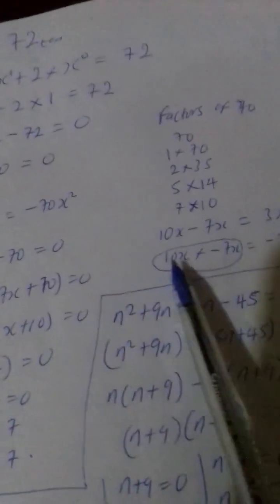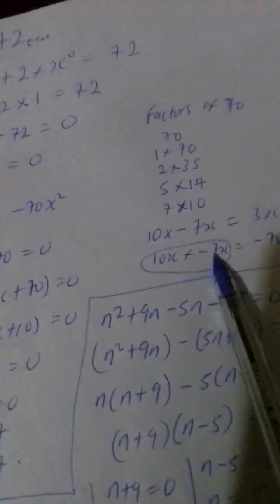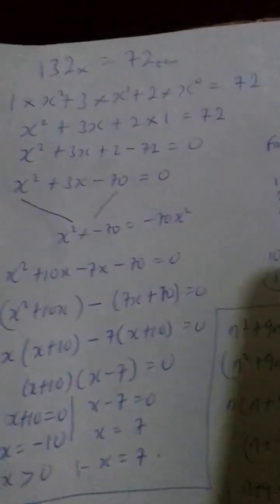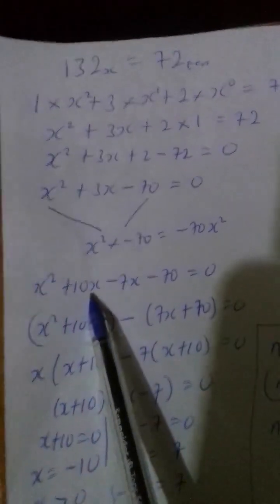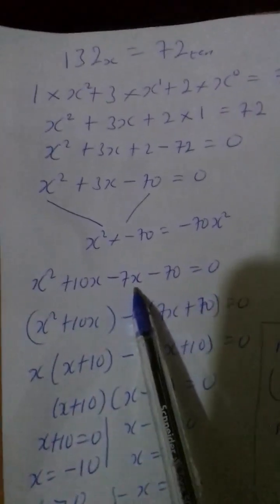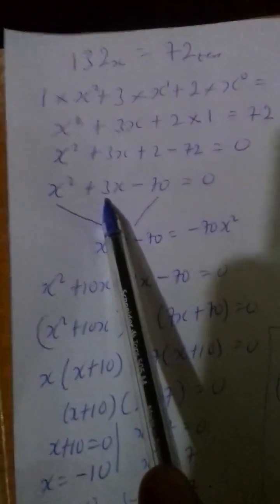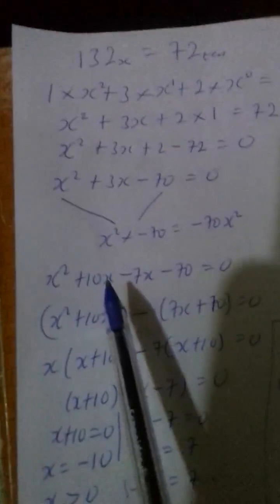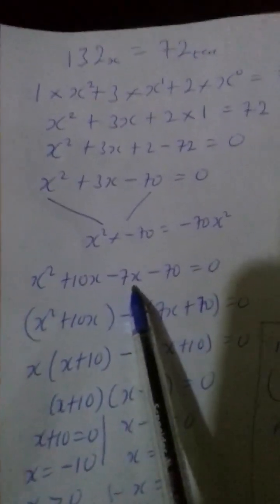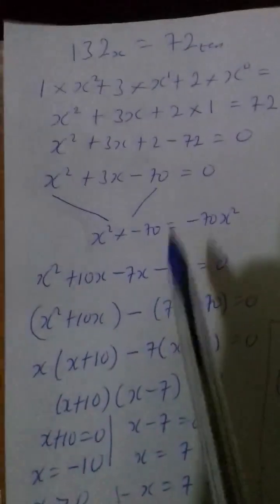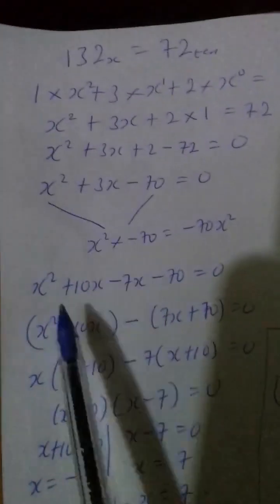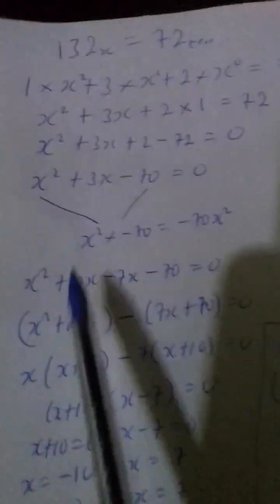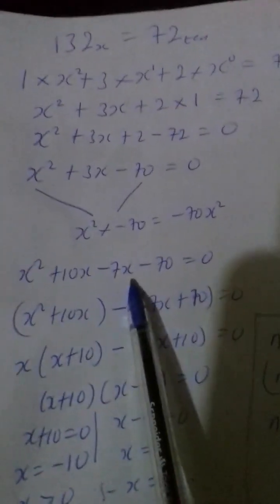So that means what can go? What will give me that 3x? 10x and minus 7x. I will just carry it and replace this. Why? 10x minus 7x will give me 3x. So I'm just splitting the 3x into 10x minus 7x. Then put your minus 70 there and put your x squared. So it will be x squared plus, this plus will be here. 3x has become 10x minus 7x.